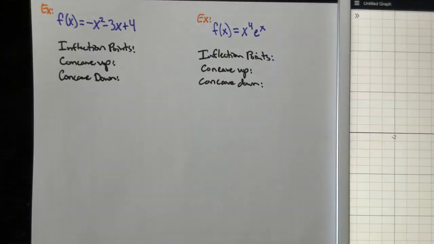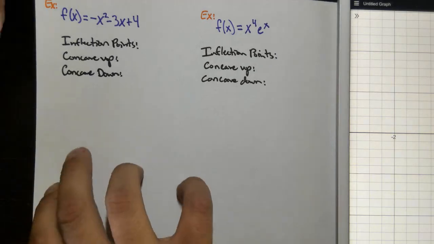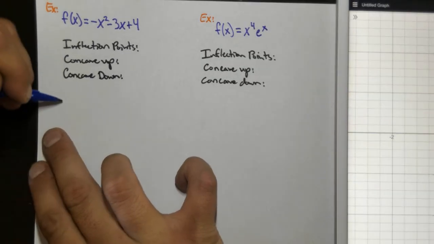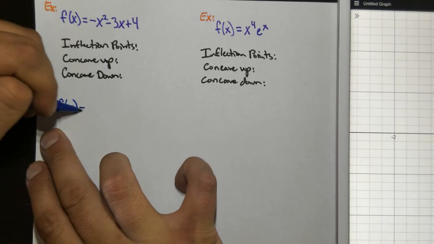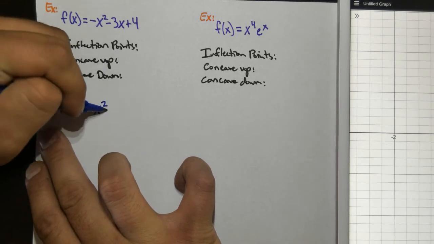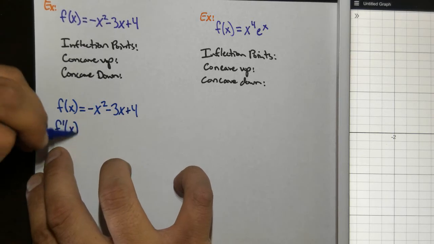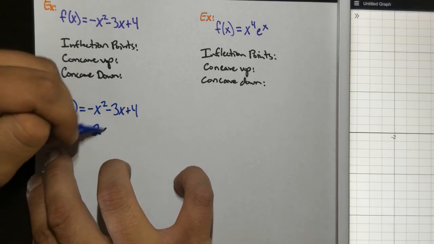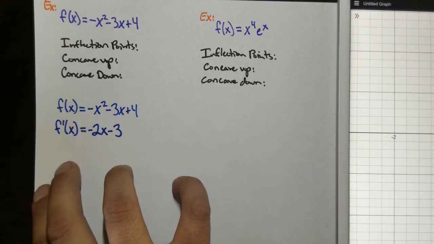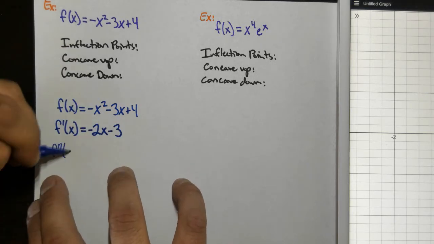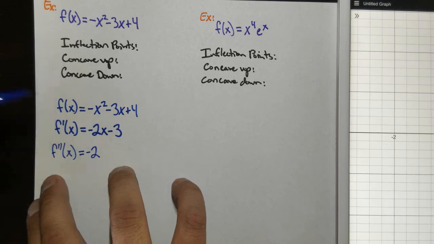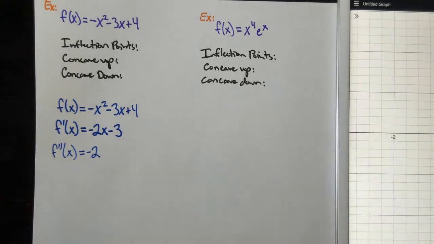So now we have our new f of x, negative x squared minus 3x plus 4. So let's go ahead and find the second derivative. So the first derivative is going to be negative 2x minus 3, and the second derivative is going to be negative 2. So let's go ahead and graph this second derivative.